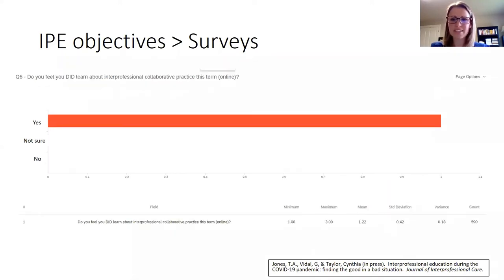Next slide. And even better than that was that when the students were asked if they actually did learn about interprofessional collaborative practice this term, and we also gave the students the exact definition that we shared with you so that they knew exactly what it meant, all of the students, 100% of them, said that they did. And so this was really astounding, and it indicates that we did something right, which is yay for us. So even though the students preferred that in-person education, all of the students did in fact learn what we had really hoped that they would be able to learn from our course.